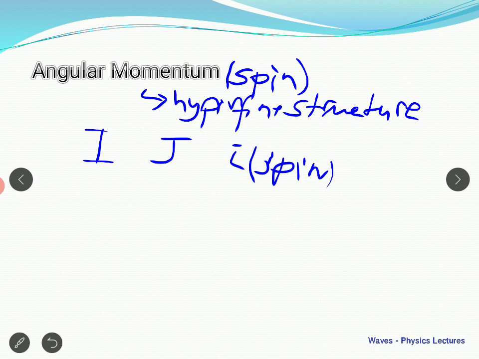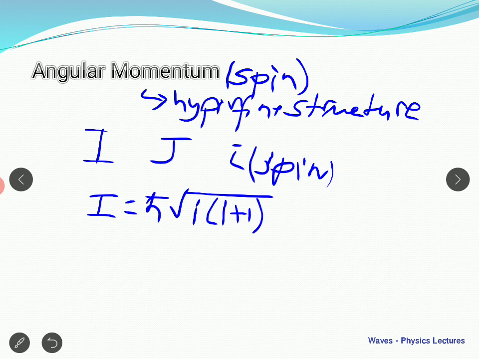Okay, so the magnitude I of the total angular momentum is given in terms of h cross root over i into i plus 1. What is i here? Small i is the nucleus spin. And the nuclear angular momentum, capital I, which is part of the spin, we can write as I is equal to h cross root i into i plus 1. To remember this: the total angular momentum of a nucleus is due to the intrinsic spin angular momentum of the constituent protons and neutrons and their orbital angular momenta.